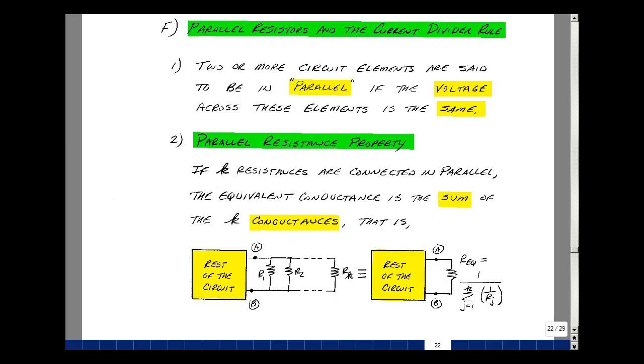What that means is that if you have these resistors all sharing the same voltage, and say R1 through R sub K are in parallel, then this could be replaced by a single resistor whose value is the sum of the reciprocal values of the resistances, in other words, the sum of the conductances, and then reciprocal. Now, why would that be true?